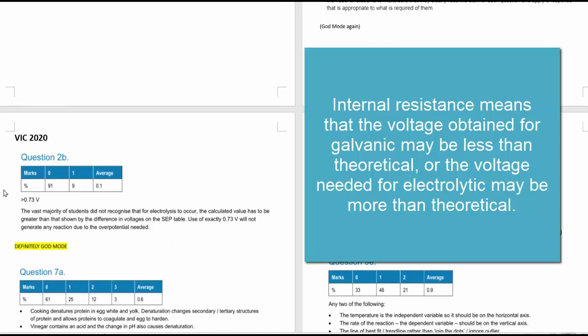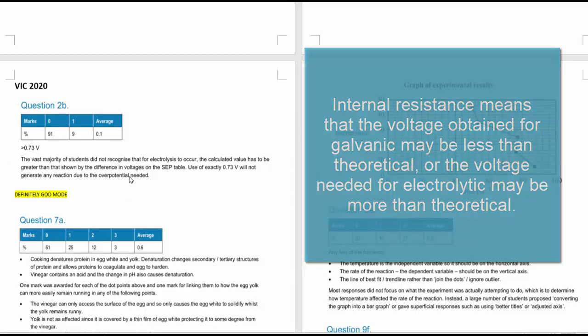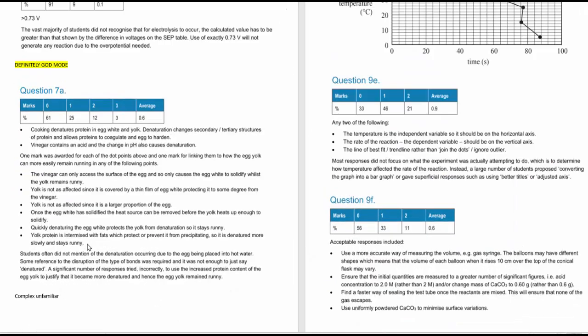I did have it in my IB notes. I removed it from my ATAR notes. Maybe I should put it in there, but if you're watching my videos, you'll catch things anyway, okay? And you'll catch it there. All right, God mode is to assume internal resistance. And I wouldn't say greater than 0.73. I would actually say 0.73 and then make a statement to say it could be greater. And that should get you the mark.